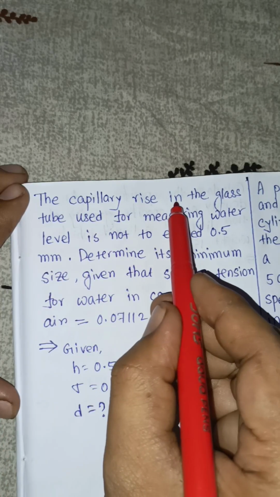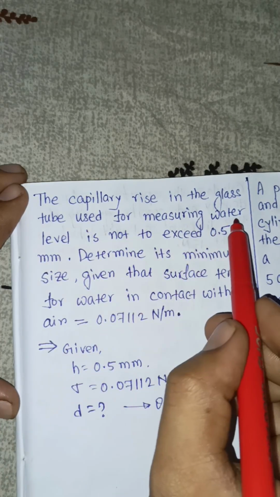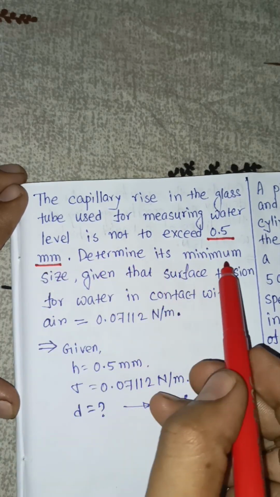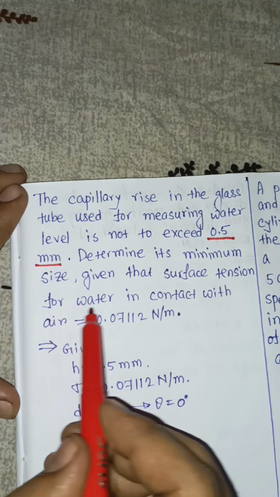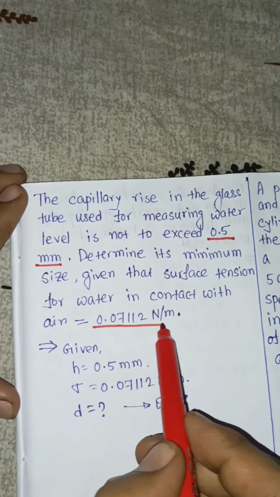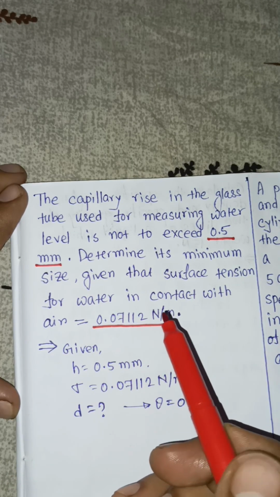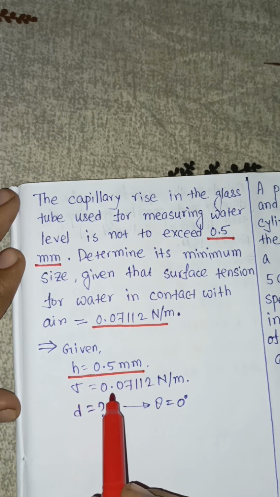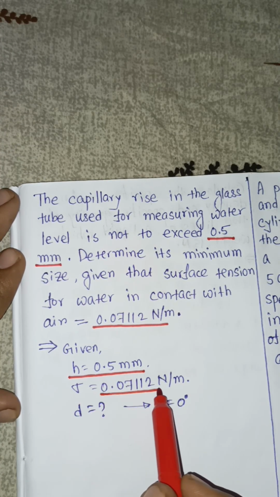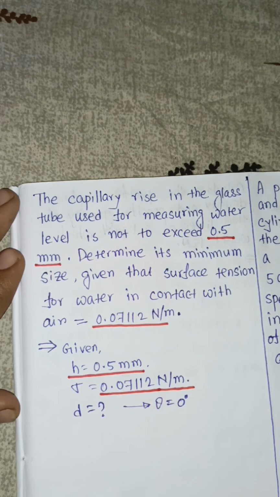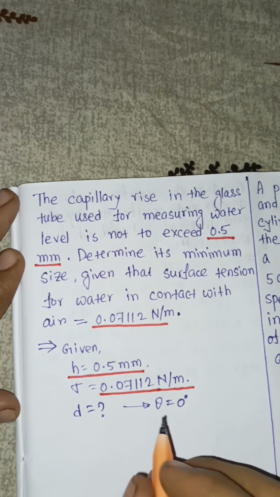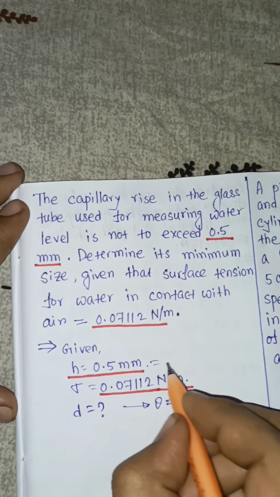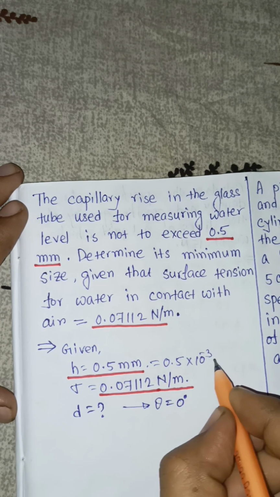The capillary rise in the glass tube used for measuring water level is not to exceed 0.5 mm. Determine its minimum size given that surface tension for water in contact with air is equal to 0.07112 Newton per meter. So what is given in this question? h is equal to 0.5 mm, sigma is equal to 0.07112 Newton per meter. You have to find the diameter. Remember that for the water, air and glass interface, theta will be 0 degree. So h is equal to 0.5 into 10 to the power minus 3 meter.